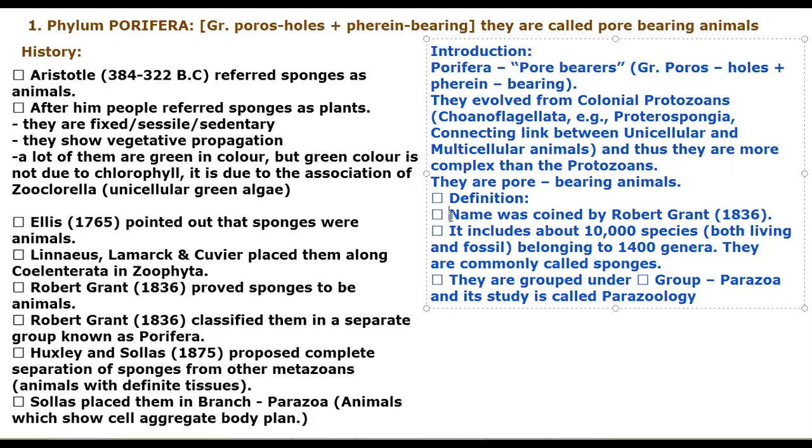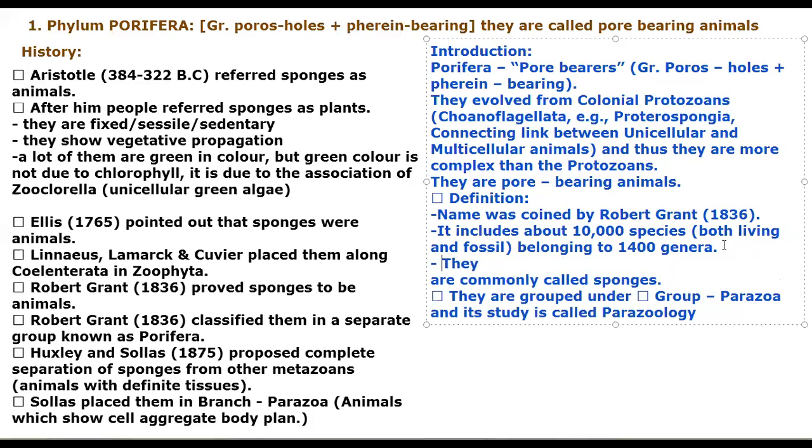Now, what is their definition? The name was coined by Robert Grant, as you know. It includes about 10,000 species, both living and fossils, belonging to 1400 genera. This data may vary from book to book. The reason is who is referring to what.